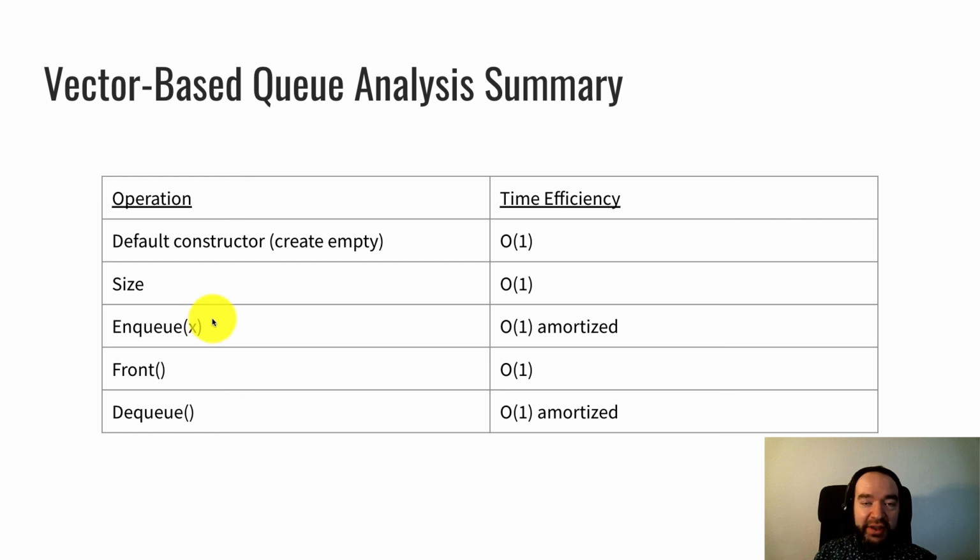Okay, so here's a summary of the vector-based queue. The default constructor, size, and front operations take constant worst case time, just constant time no matter what. The operations that change the size of the queue are constant amortized time. Enqueue of x takes constant amortized time, and dequeue takes constant amortized time. And the reason the word amortized is there is because occasionally those operations resize the vector, so we have to say amortized to be honest about that.